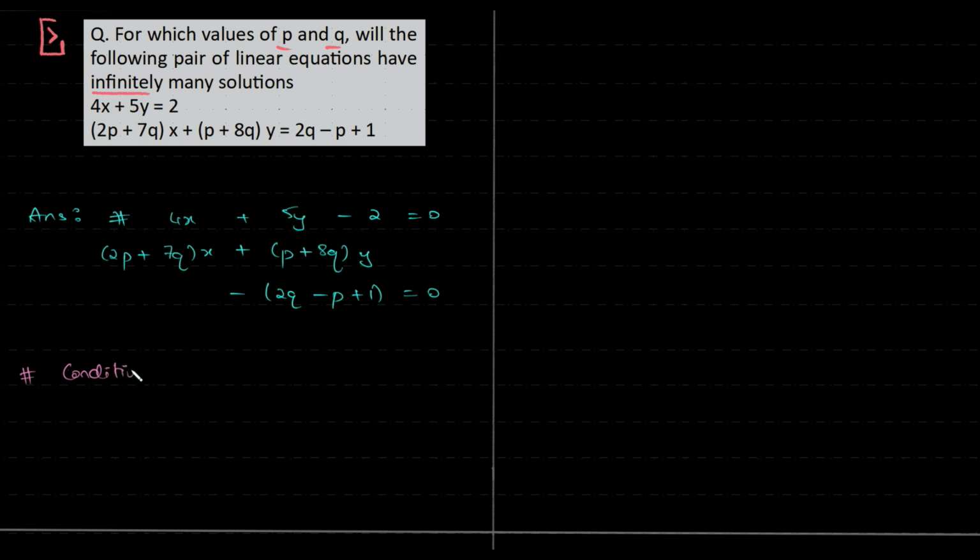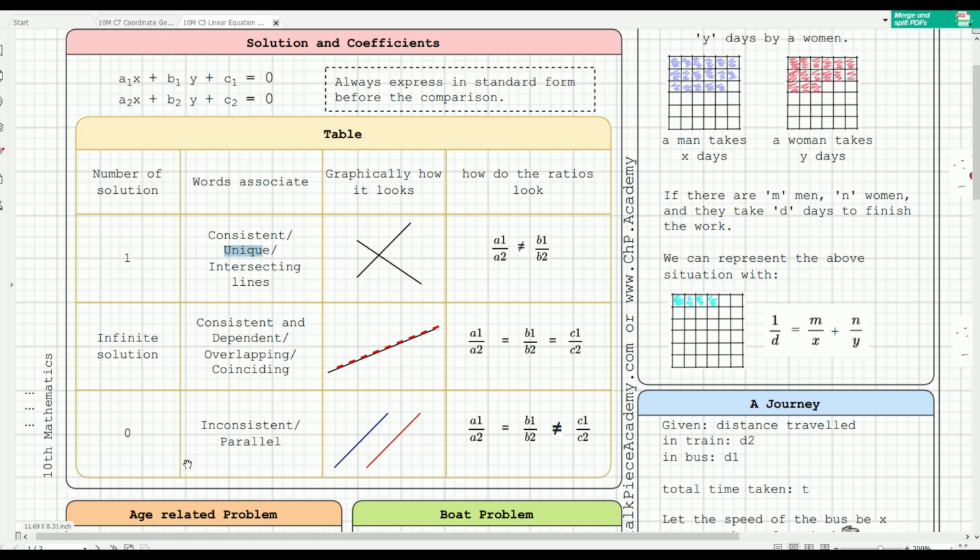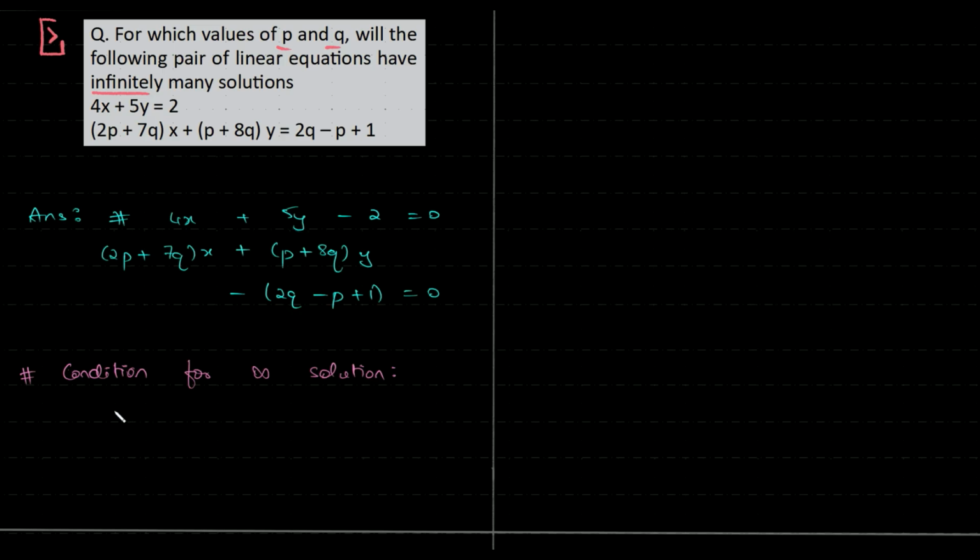Condition for infinite solutions is what? Have a look at it. Yes, infinite solution is consistent, dependent, overlapping or coinciding. All the ratios are equal. So we have a1 by a2 is equal to b1 by b2, which also is equal to c1 by c2.